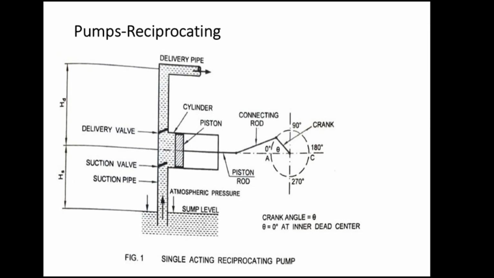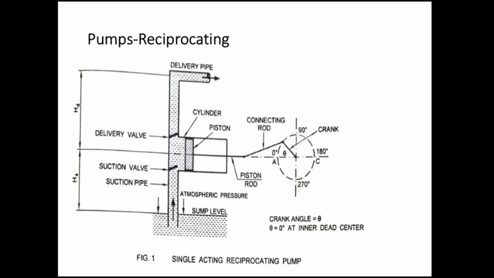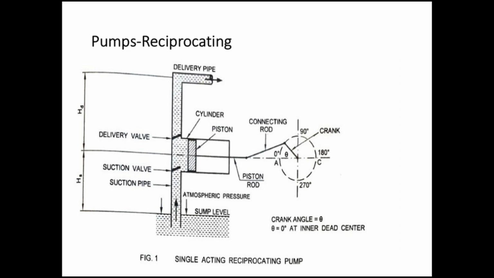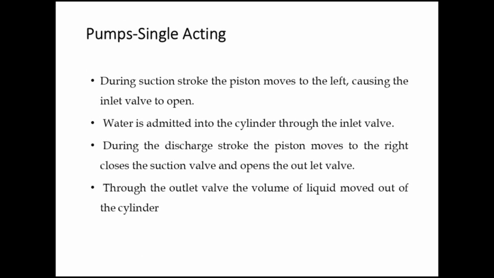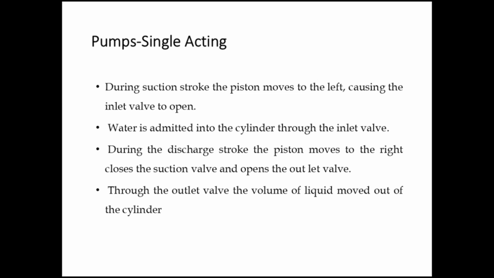This page shows the single acting reciprocating pump diagram. Single acting pump. During the suction stroke, the piston moves to the left, causing the inlet valve to open. Water is admitted into the cylinder through the inlet valve. During the discharge stroke, the piston moves to the right, closes the suction valve, and opens the outlet valve. Through the outlet valve, the volume of liquid moves out of the cylinder.